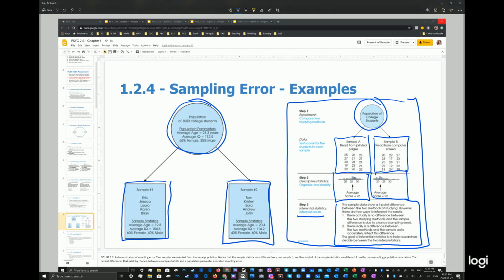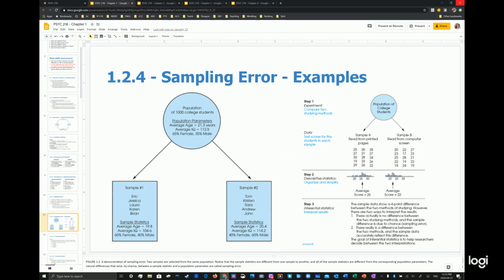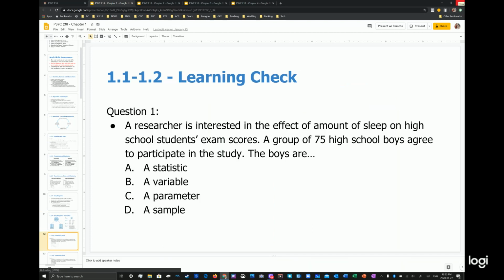So those are some things you'll learn in this class later on in the weeks. But remember, when you grab a sample from a population, because you're not grabbing everyone and the scores are not going to be the same as the population data, then you will have sampling error, and you'll have ways to account for this. So here's the first learning check. It's the first question for you, and we'll end our first part.